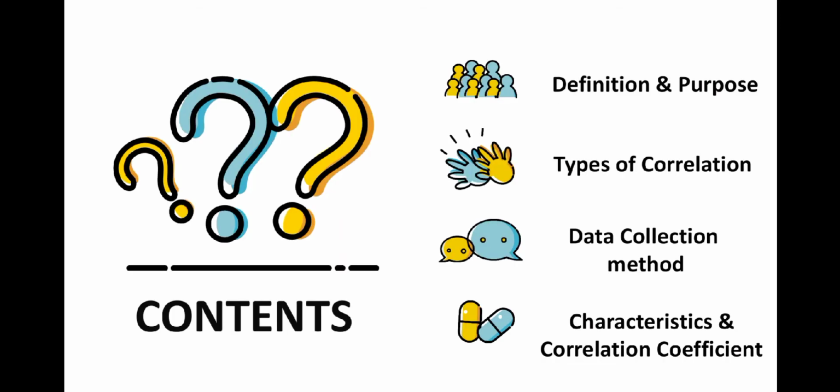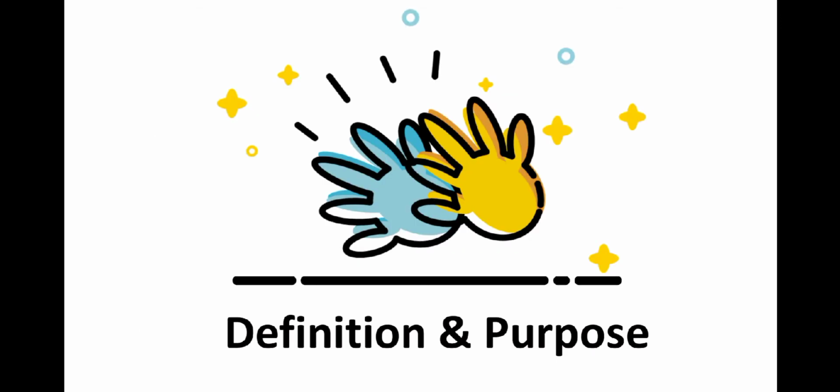Our material contains 4 main contents. The first is definition and purpose. The second is types of correlation research. The third is data collection method. And the fourth is characteristics and correlation coefficient. So now let's start with the first contents of this material. That is definition and purpose.